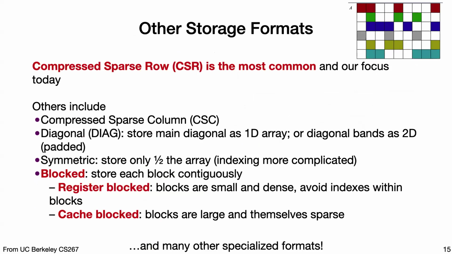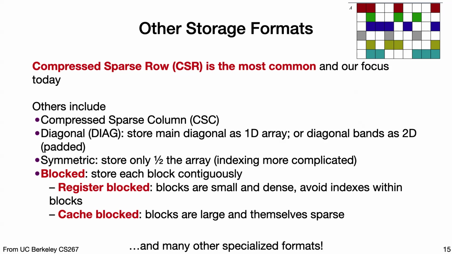CSR is probably the most common one, and we're going to just be using it throughout, first, just to illustrate the algorithms. Other common ones: compressed sparse column is just, rather than storing in row major format, you store in column major. So instead of column IDs, you have row IDs.